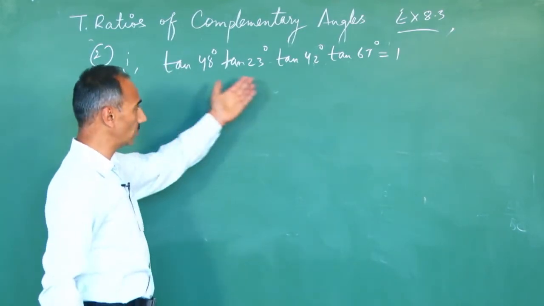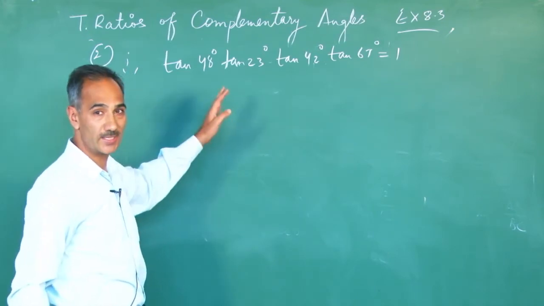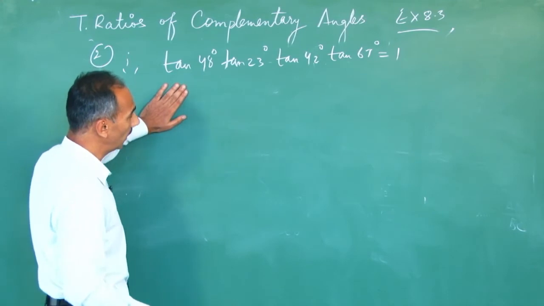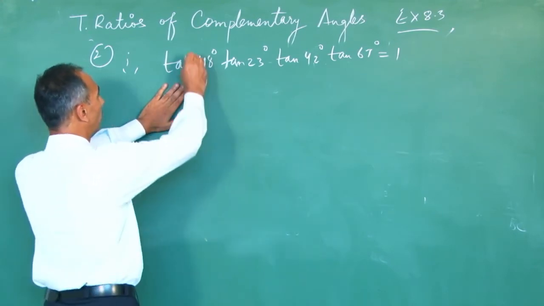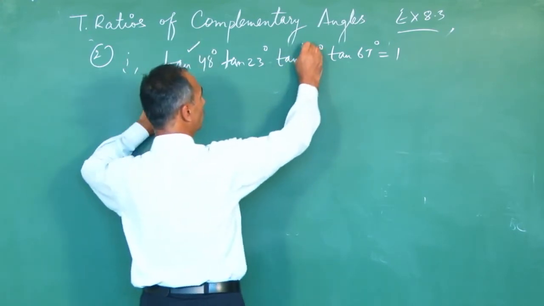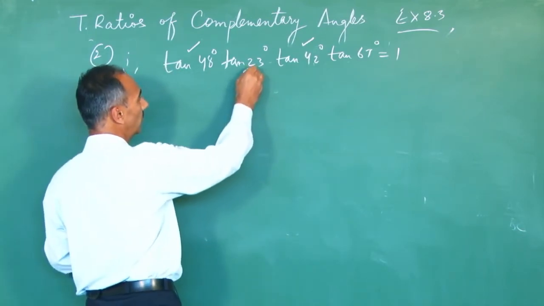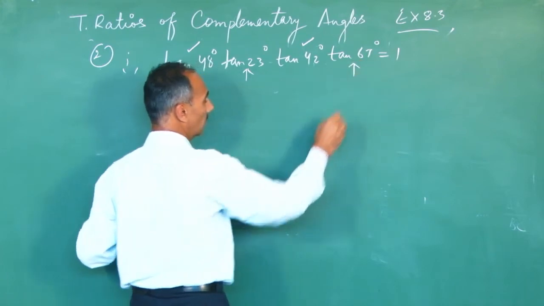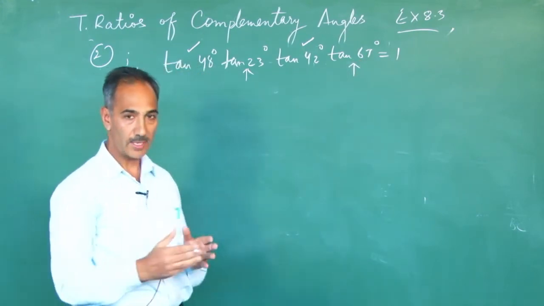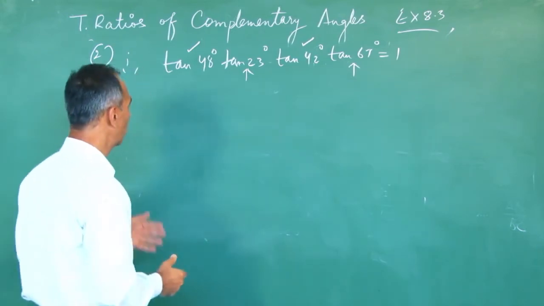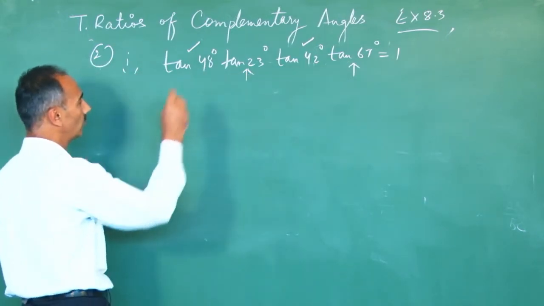So you have a product of T ratios. In fact, all the T ratios are the same, not necessarily always. Now, 4 angles are there, they are all complementary. See, 48 and 42 sum up to 90, they are complementary. And the same is for 23 and 67. So I will write those T ratios together, which are expressed in complementary angles. I'll be taking the left hand side. I have to prove this is equal to 1.